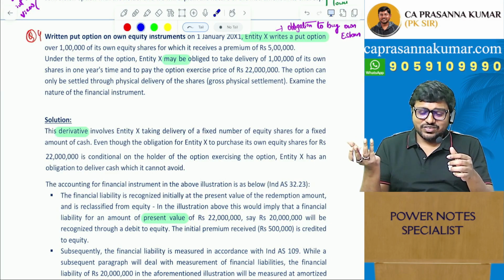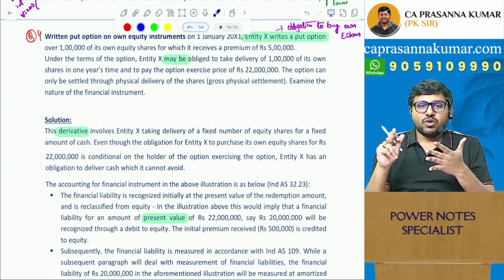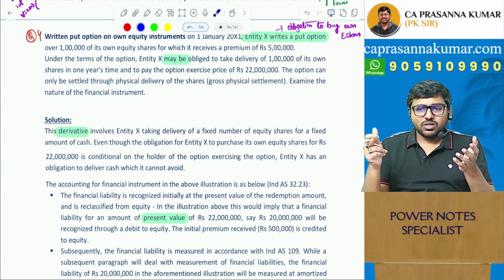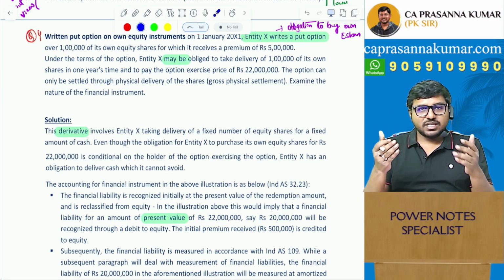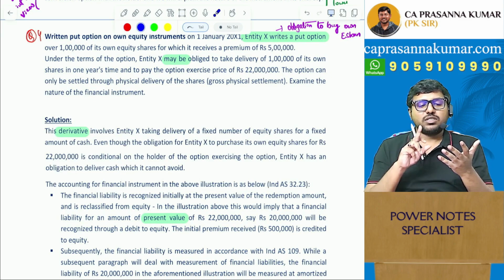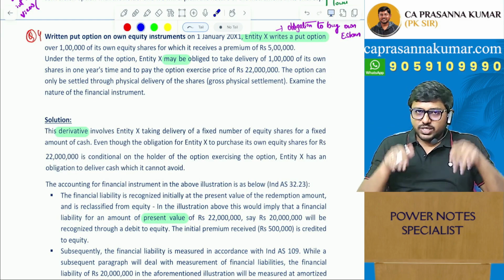Obviously, it's a derivative. Forward contract, future contract, options, interest rate swaps. We have seen all these things now. At least we have seen the names. I gave you examples as names. We have covered only the concepts of forward contract, future contract, and options. That's all. This question is within the concepts that we have covered.